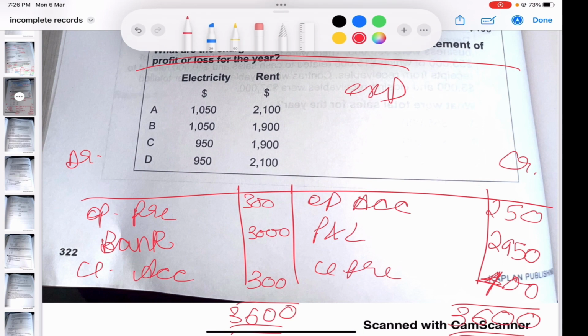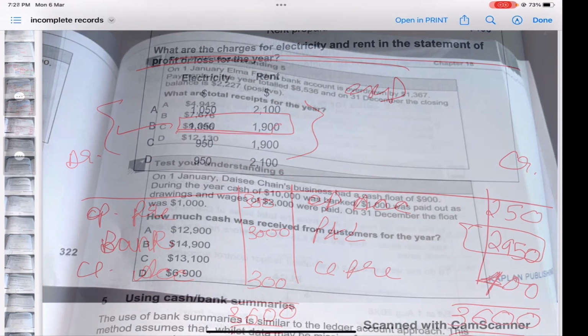Okay, my answer is going to be 2950. So which one would be my answer? This is going to be my answer. Add this and see, it would be 2950.